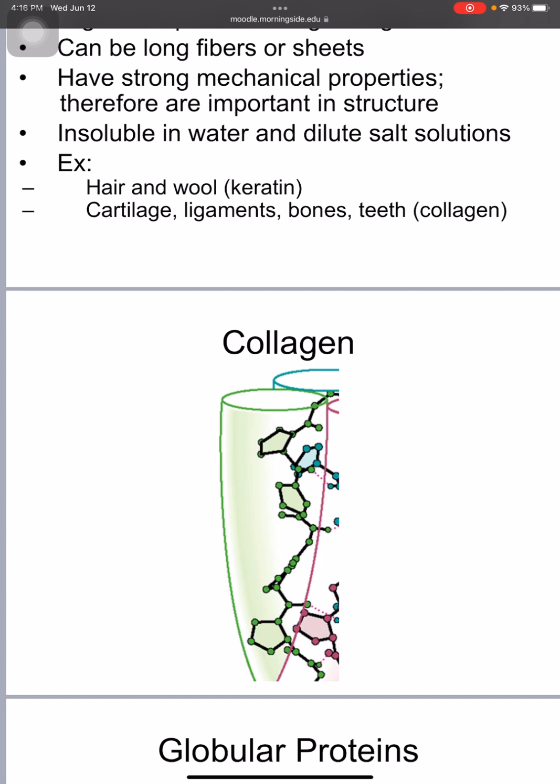Fingernails are made out of keratin. Wool and a bull's horns are made out of keratin. All this stuff, as you can tell, is water insoluble. Wouldn't it be terrible if our bones and teeth were water soluble? That would be a problem, considering we are mostly composed of water. So that's what gives fibrous proteins their properties.